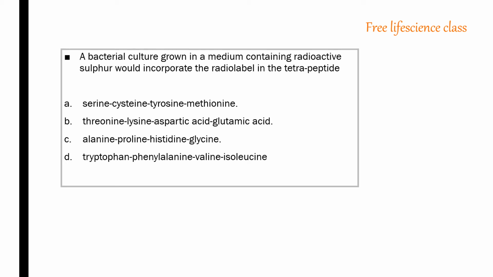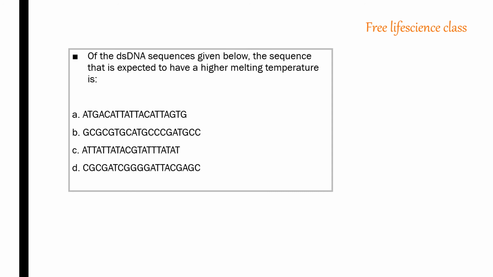Yes, timer. You are given that in the medium there is radioactive sulfur. So just think of the amino acids which contain sulfur, that is cysteine and methionine. No other amino acids in the peptide sequence have sulfur. So these are eliminated. So your answer is option A. Okay, moving into the next question.